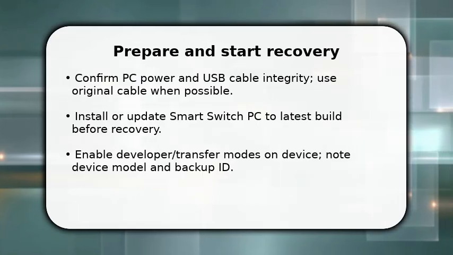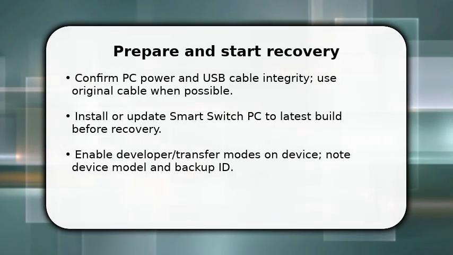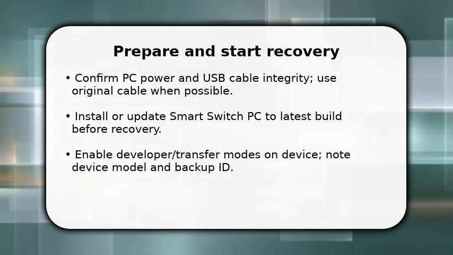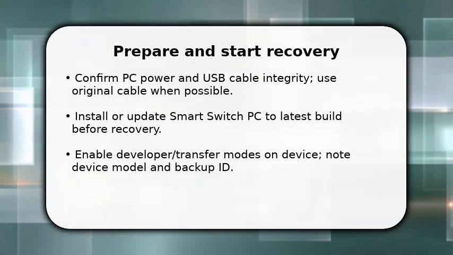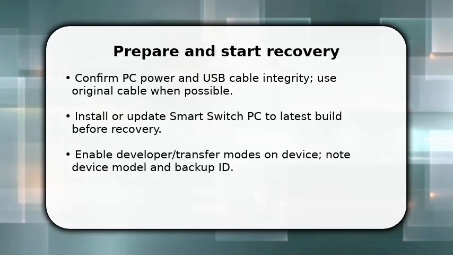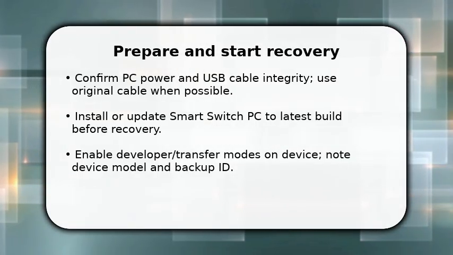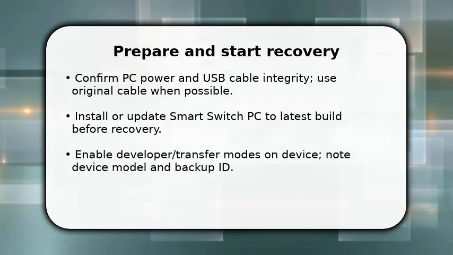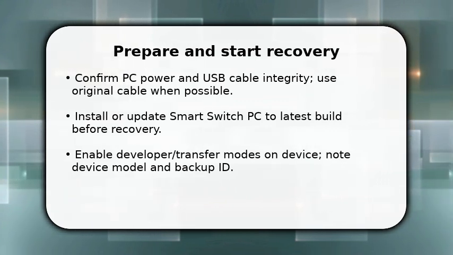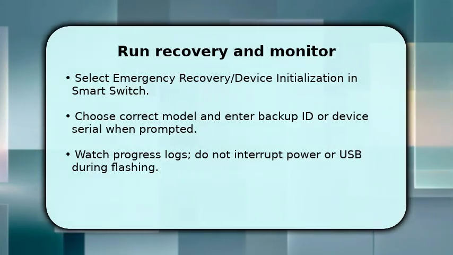You begin by preparing both your PC and phone for recovery so the process does not stall. Connect the device with a known good USB cable to the computer, then open Smart Switch and verify the version is current. Once done, put the phone into the transfer or developer mode required by your model. Make note of the backup ID and model string shown. This ensures the recovery tool matches firmware and data, reducing mismatches during flashing and making the next steps predictable and safer.